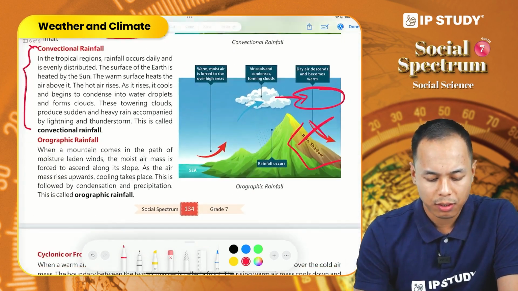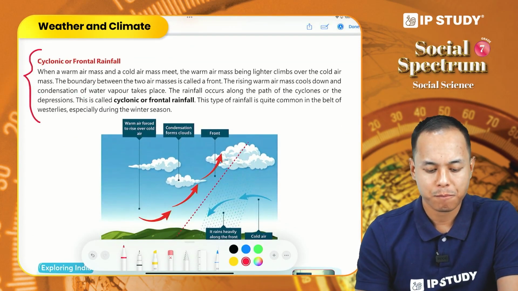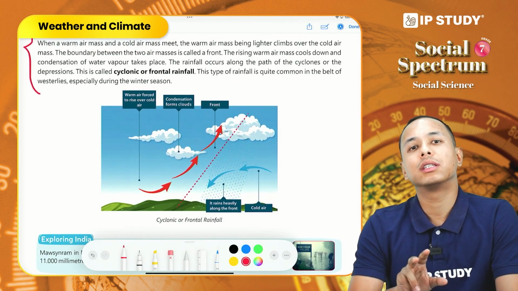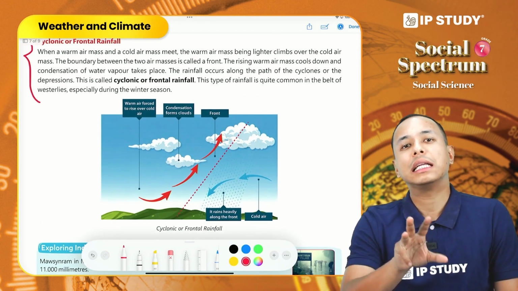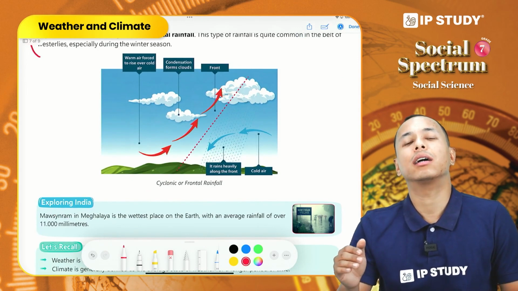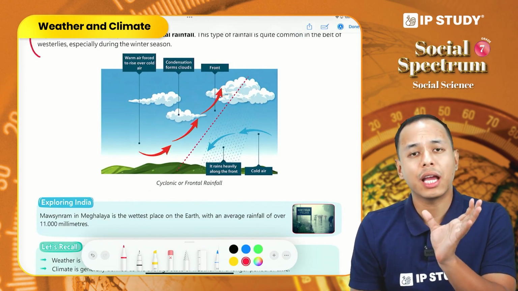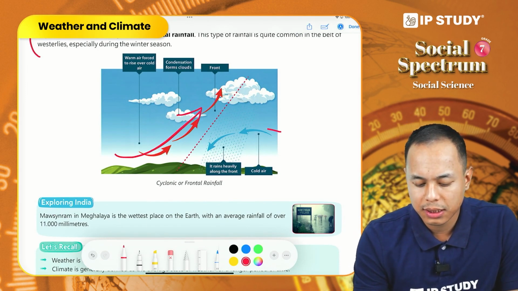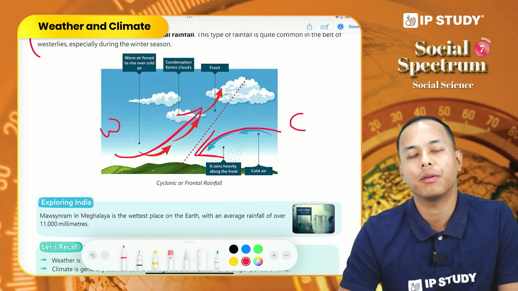Okay. So now let us see cyclonic or frontal rainfall. Cyclonic and frontal rainfall involves two different masses of air. One mass is hot air, and another is cold air. When hot air and cold air meet, the cold mass of air is heavier, so it forces the warm mass of air to rise up. This is warm, this is cold.